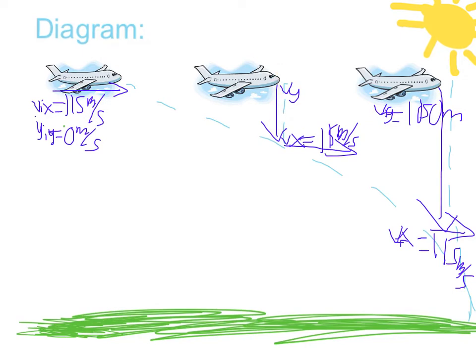So at our third time interval over here, we have the plane again. X velocity is still the same, 115 meters per second. And now we have, in the y direction, the distance of 1,050 meters. So that's how far it's falling down.